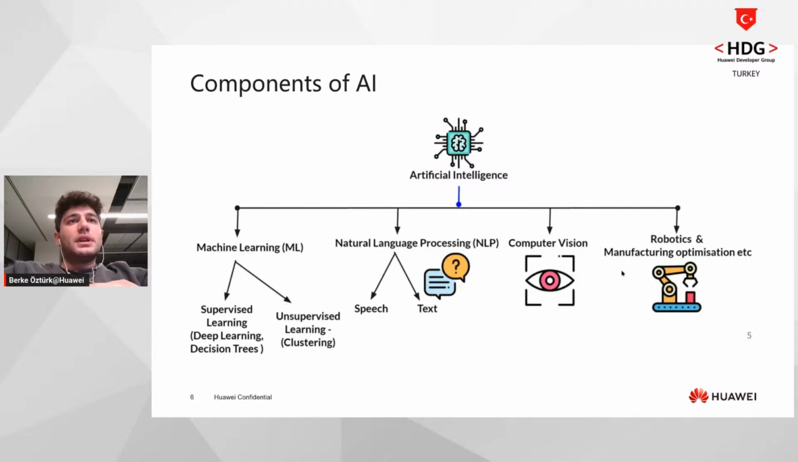The second one is natural language processing, NLP. NLP deals with the interactions of computers with human languages, processing and analyzing large volumes of textual data. ChatGPT is an example of this.